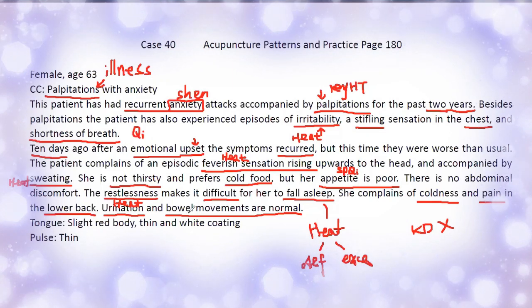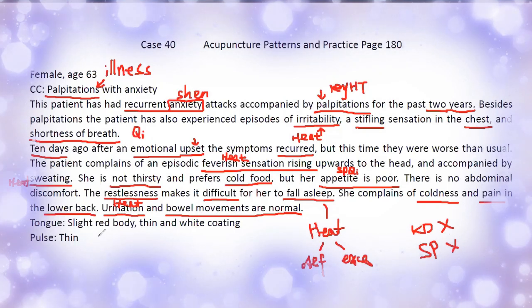And the bowel movement is normal. We see some spleen qi deficiency signs. Appetite is poor, and we have shortness of breath, some qi deficiency signs. But no abdominal distension, no bowel movement disorder. So we say this spleen qi deficiency is not severe in this case, so we're still not thinking about it.